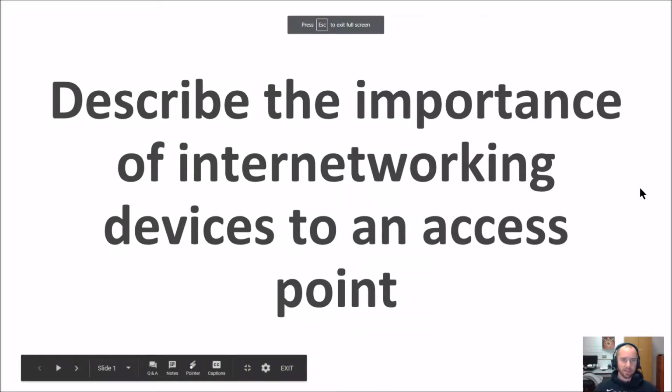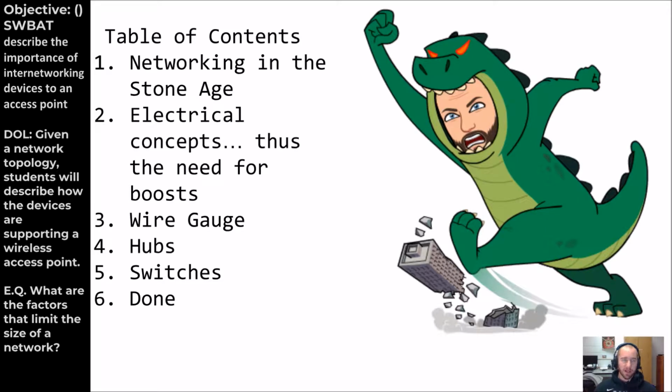The objective today is to describe the importance of internetworking devices to an access point. So here's our table of contents. We're going to first talk about networking in the Stone Age, so a long time ago. That's my little picture of a dinosaur guy there.